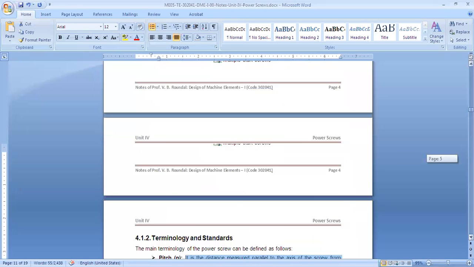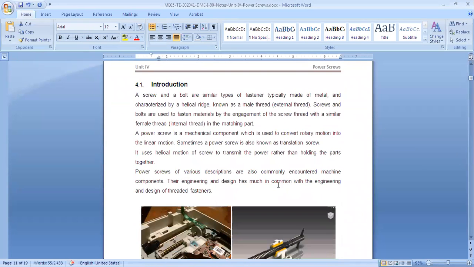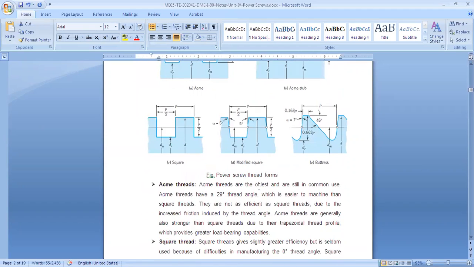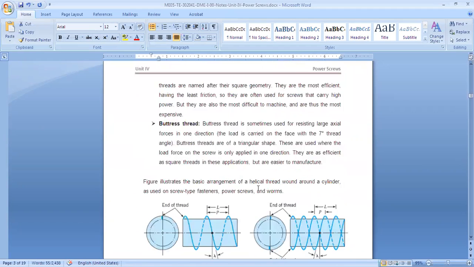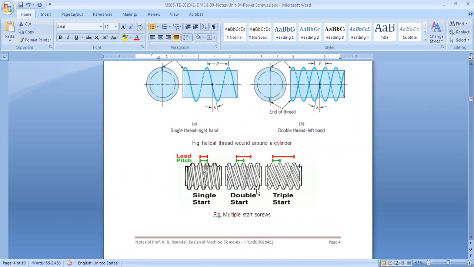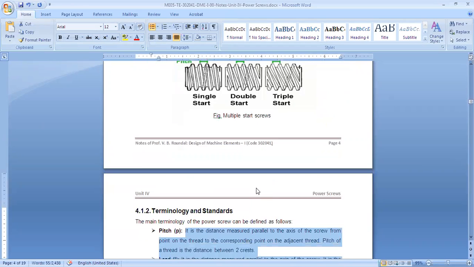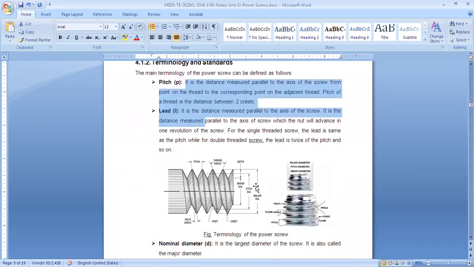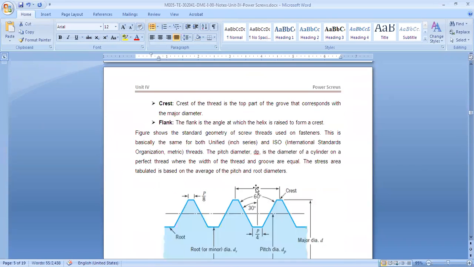In the first lecture, we went through what screws are, with a revision of the understanding of screws. What are power screws? Then we saw different forms: acme thread, square thread, buttress thread, and what multi-start and single-start threads are. We went through that, and then quickly through the terminology. In that we saw pitch, lead, all the diameters and all that.